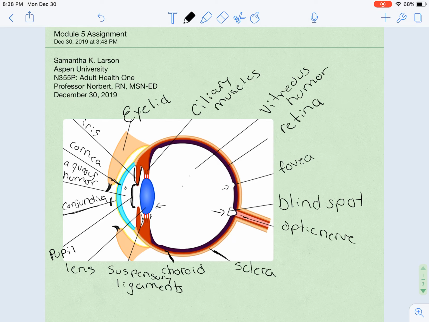Okay, so for glaucoma, damage occurs to the optic nerve, which is again right here. The client could have patchy blind spots in peripheral or central vision, where peripheral is on the sides and central is right in front. Tunnel vision, severe headaches, eye pain, nausea and vomiting, blurred vision, halos around lights, like when someone sees a light bulb and they see a halo around it.